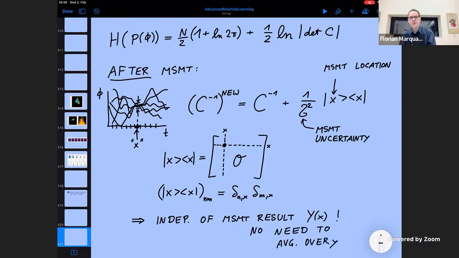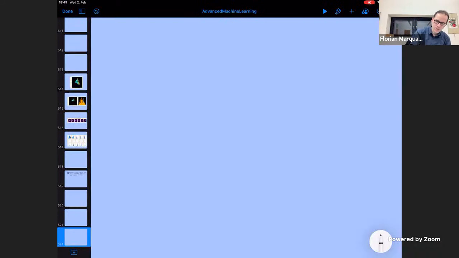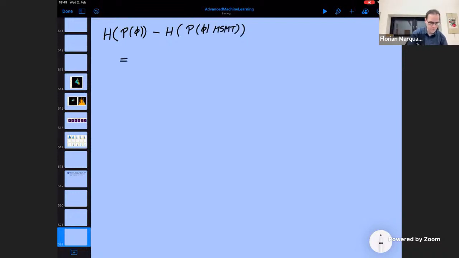And now let's just calculate the difference between the prior entropy, which is written on the top of the slide, and the entropy calculated from this new correlation matrix after the measurement. So we would find h of the prior minus h of what happens after the measurement equals, well, there were these constant terms that are not of interest, but then there are the terms that have the logarithm of the determinant.